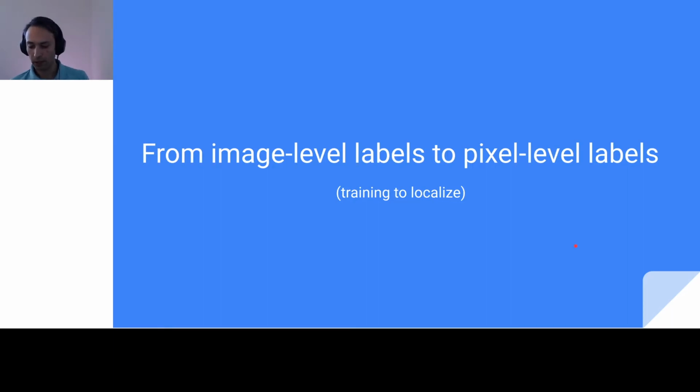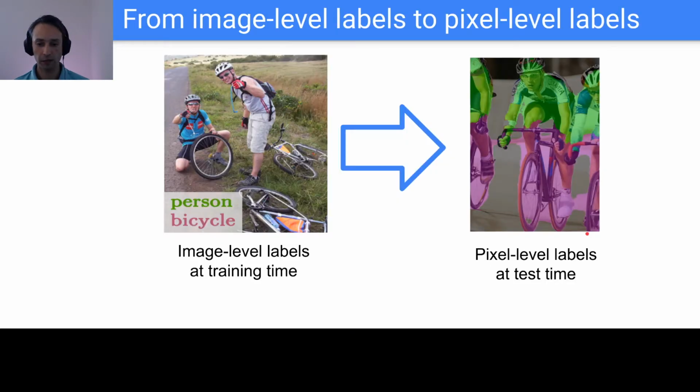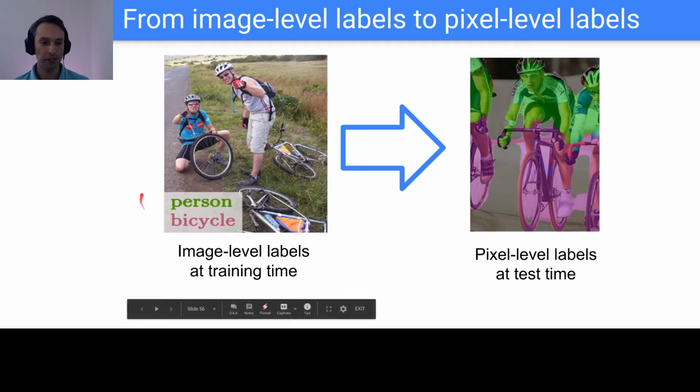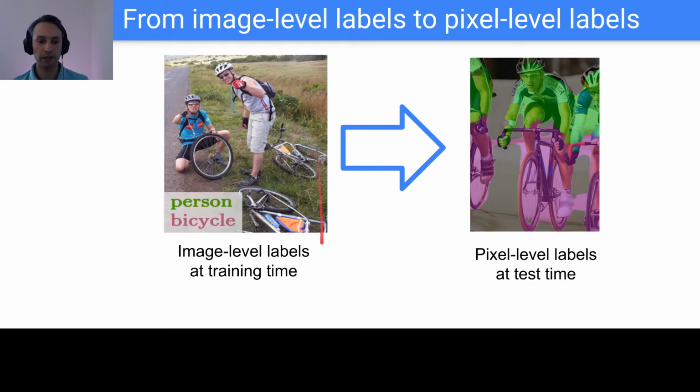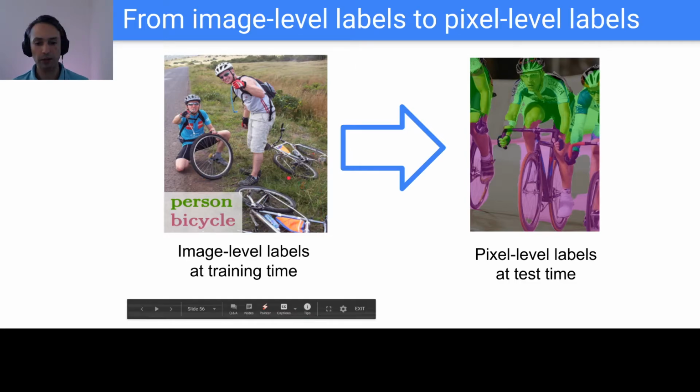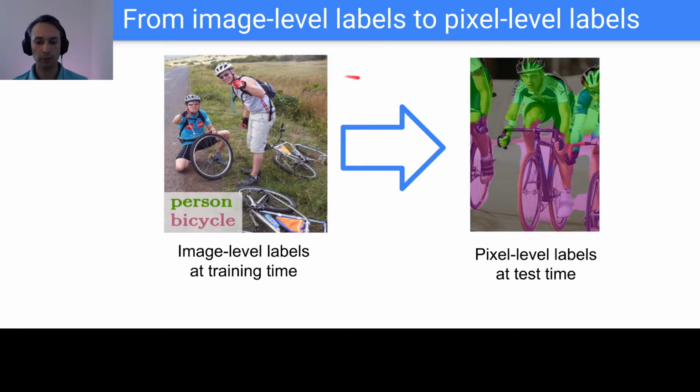So let's start talking about specific methods for weakly supervised learning. In this example, starting from image level labels. So you want to train to localize where you didn't provide any localization information. So you have, for instance, here you know that there's a person and a bicycle on this image. These are available on your training set. And then you want to be able to train a model that at test time will provide pixel level labels for those classes of interest.